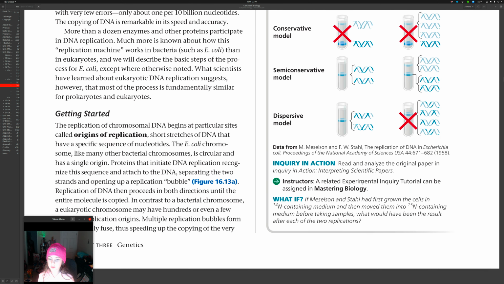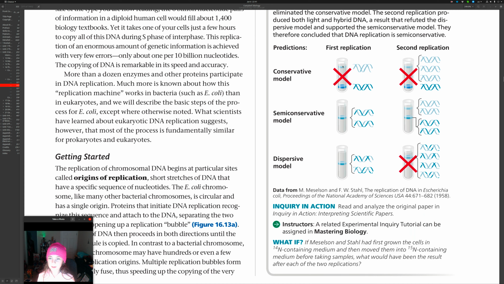And then in the conservative model, we wouldn't have this result during the first replication, so it could not be the conservative model. What about the dispersive model? In the dispersive model, the first replication was exactly the same. But how could you have an even stronger idea that it's definitely not the conservative model? You need more evidence. And why is it not the dispersive model?